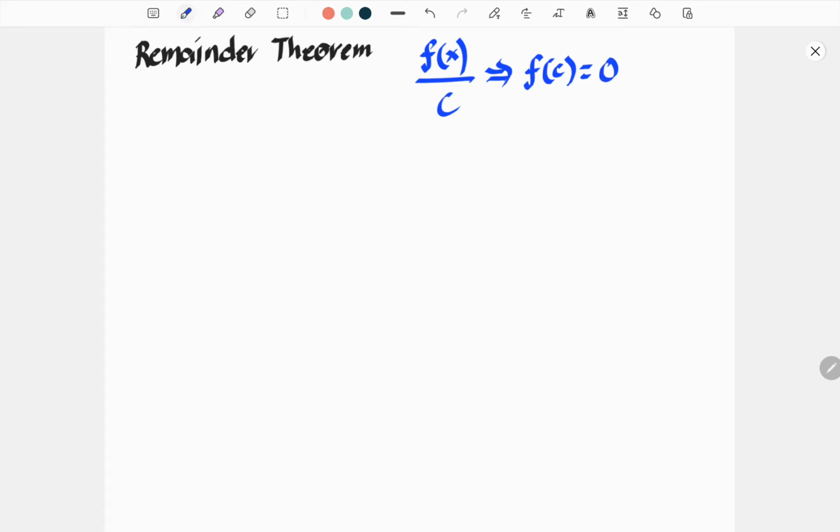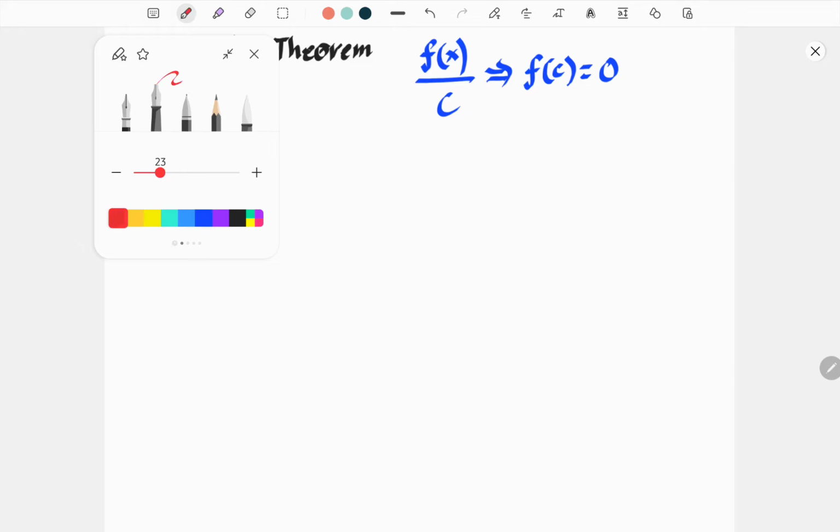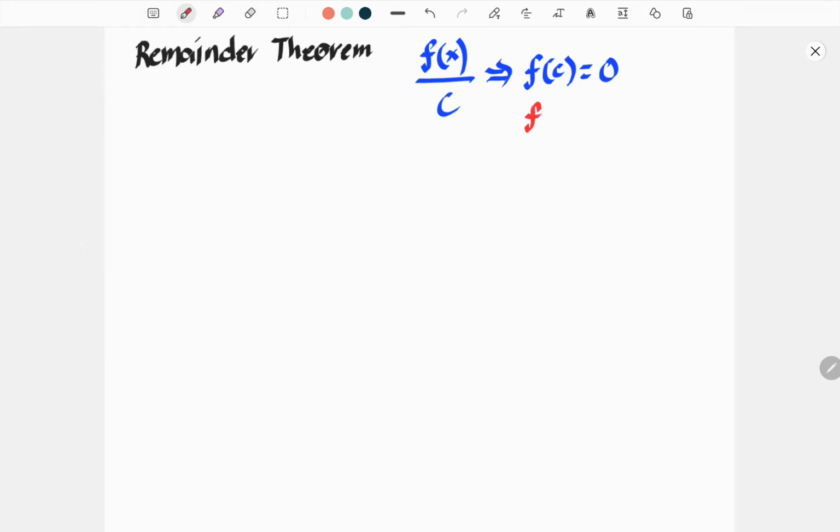However, what if f of c is not equal to 0? Therefore, this is what we call the remainder. So that is the counterpart, the remainder theorem. If it's not equal to 0, it is a remainder.